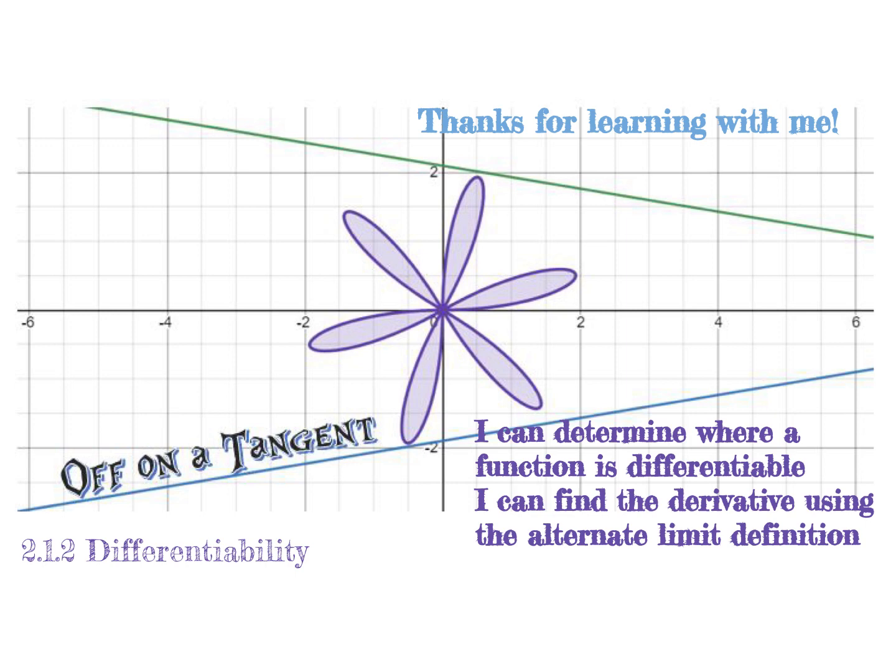So we don't get a function out like we did with the regular limit definition of derivative, but we could evaluate the derivative at a particular x value. So our goal: I can determine where a function is differentiable, and I can find the derivative using the alternate limit definition.